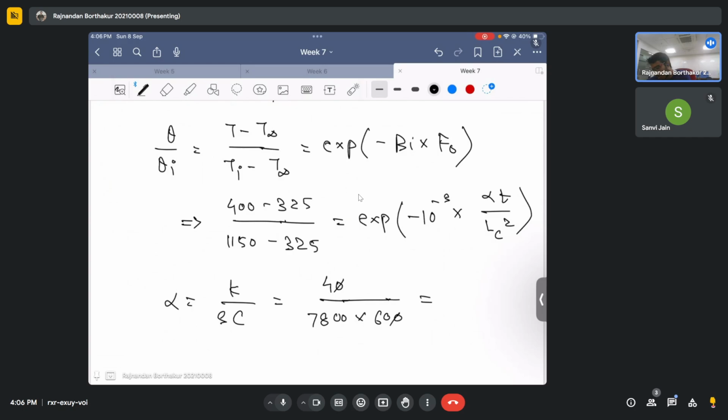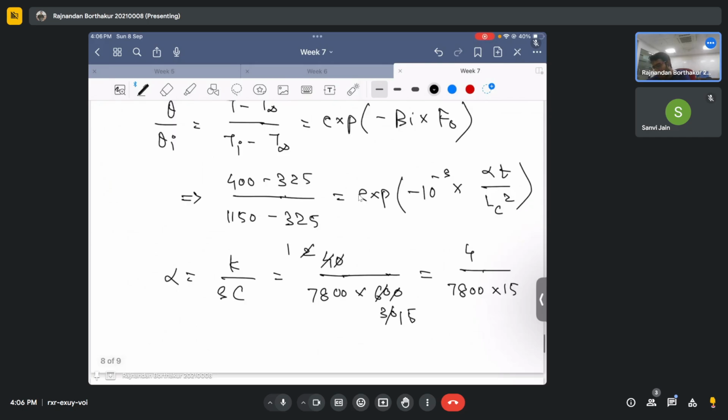So what would be alpha? This 10 goes, and this is 15. So it is basically 4 by 7800 into 15. You can do this calculation and then calculate alpha.